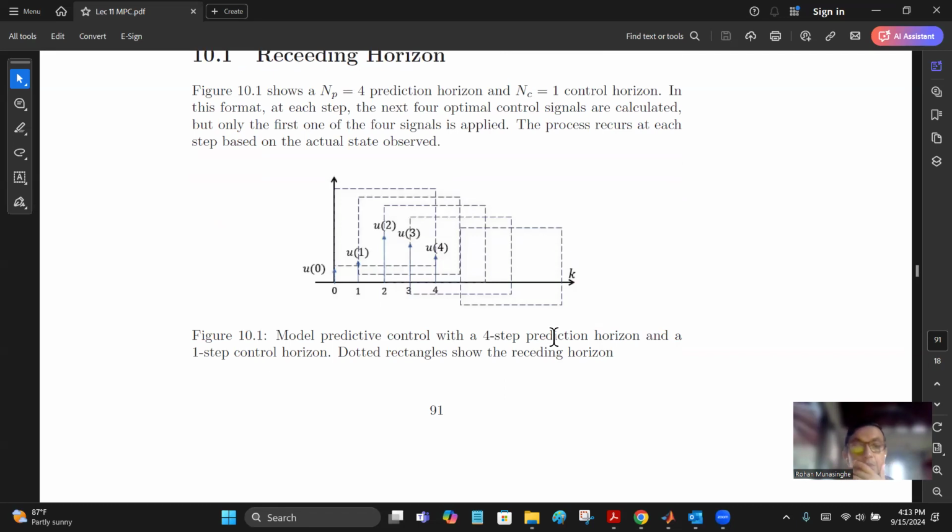Now, this 4-step window is what is called the prediction horizon. And the number of steps that you actually implement your controls is the control horizon. So in this particular case, the window size is 4, that is the prediction horizon. And you only issue 1 command of that sequence before you reiterate the whole thing. Therefore, your control horizon is just 1. Okay, this is a 4-1 arrangement: 4 is the prediction horizon, 1 is the control horizon.